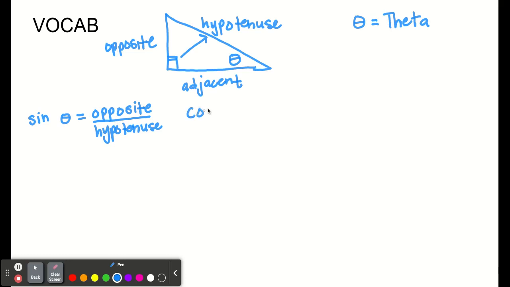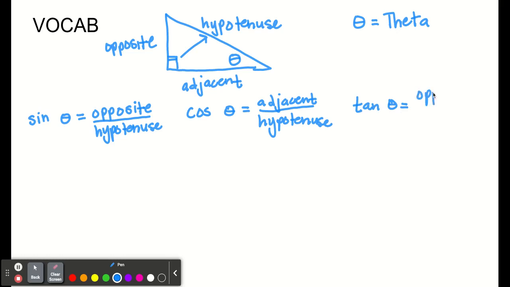For cosine of theta, remember it's always the cosine of an angle. It's the ratio of the side adjacent to the angle to the hypotenuse. And lastly, the tangent of an angle is always equal to the ratio of the side opposite of the angle to the side adjacent.